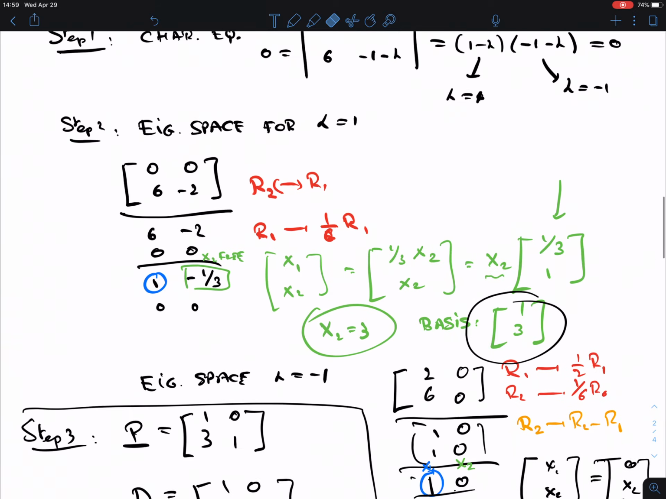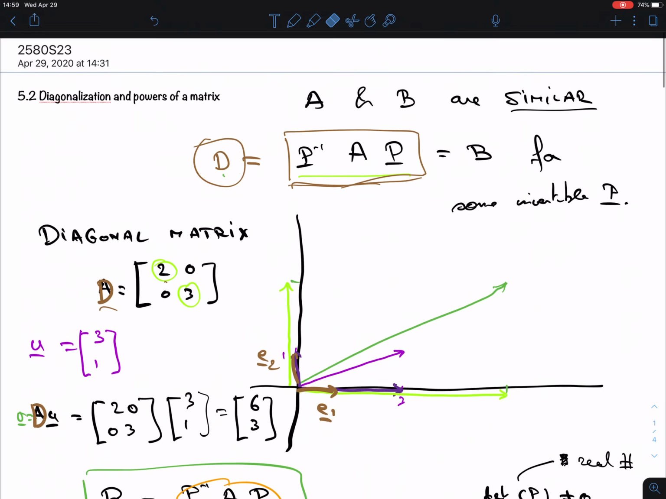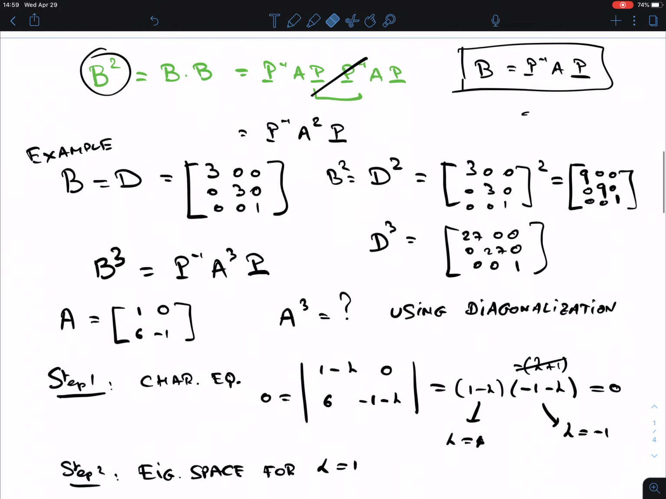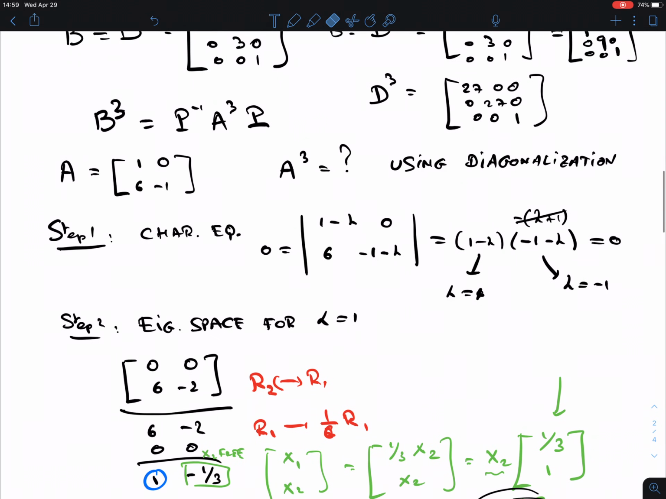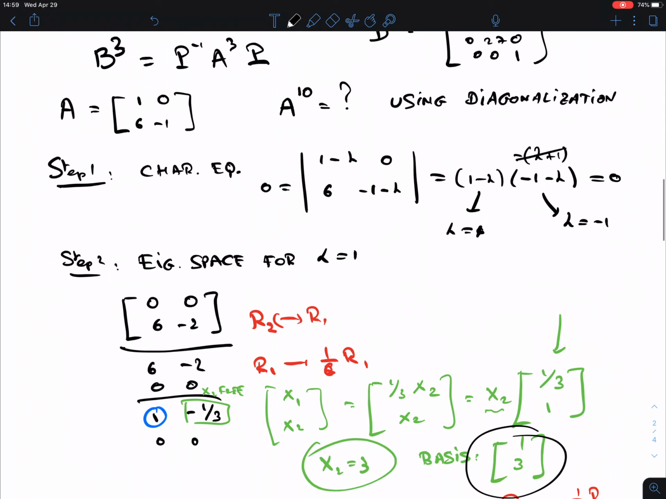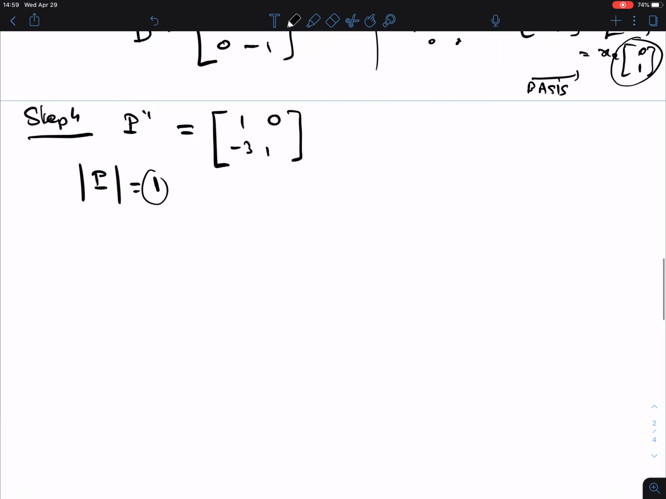Now we wanted to calculate A to the power 10, right? Let's do A to the power 10. Why not? I can even do A to the power 20, if I really want to discourage you from multiplying A times A times A times A, blah, blah, blah. You'll see how easy it is. So step 5.